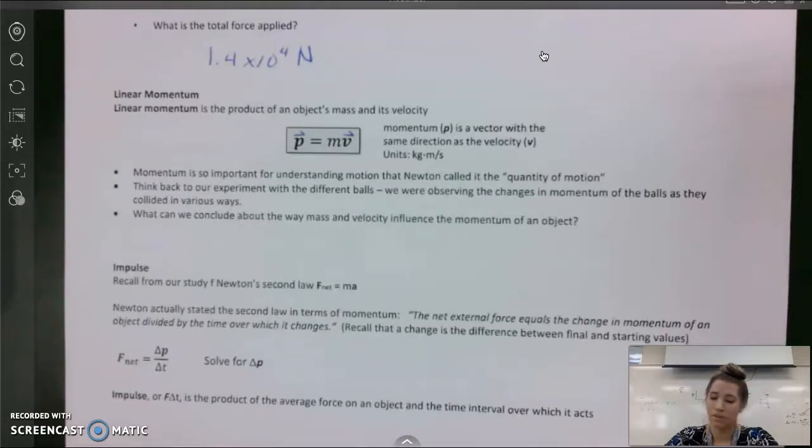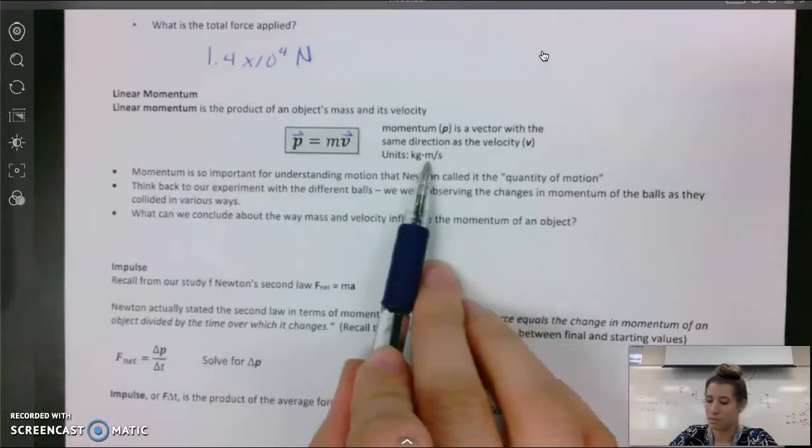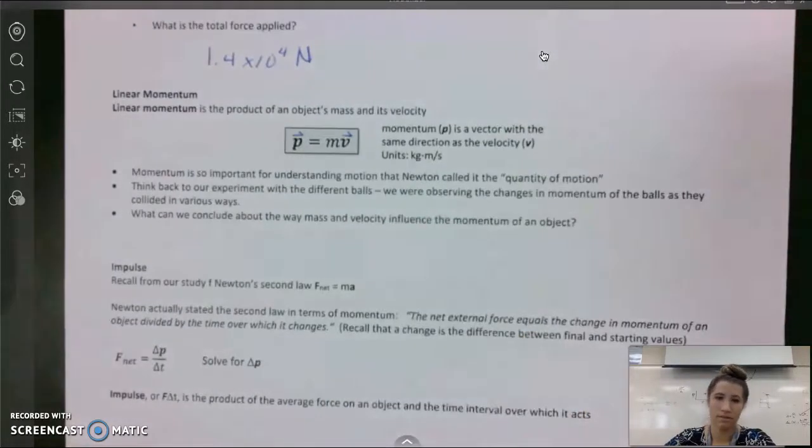Okay, so in order to find the momentum of an object, we're going to take the mass of the object multiplied by the velocity of that object. And so what would our units be if we're going to take mass multiplied by velocity? Mass is in kilograms, and then velocity is meters per second. Okay?